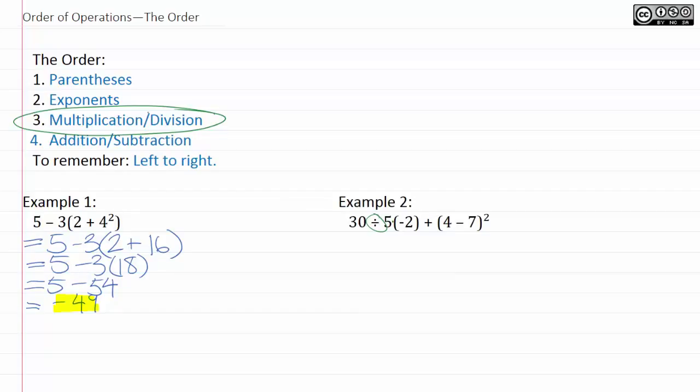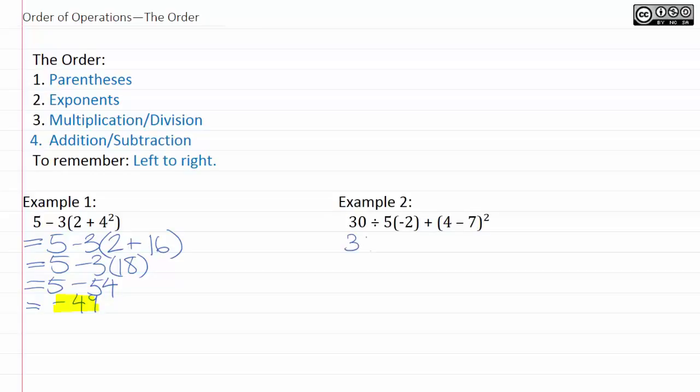That means you do whichever one appears first as you read from left to right. As we read from left to right, we see here that the division is going to happen before the multiplication. So this will actually happen before that does. But we'll cross that bridge when we come to it, because the very first step is parentheses. And in parentheses, we have a subtraction operation. We have 4 minus 7 squared. So we're going to do that first.